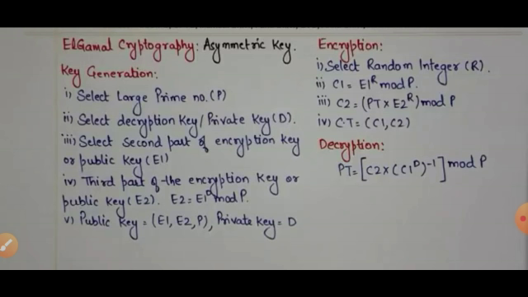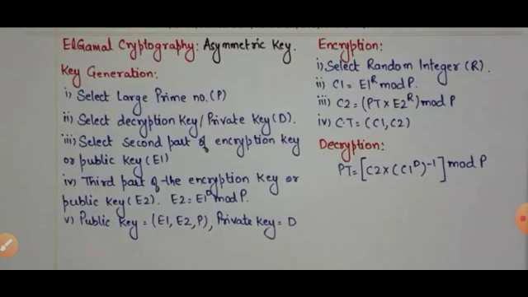So by using this one, we have to select the D value, and the E value is the same. We have to select the E value such that it is greater than 1 and less than phi of n. Like that, we have to select the E comma D values. Now we have to see the third part of the encryption key.